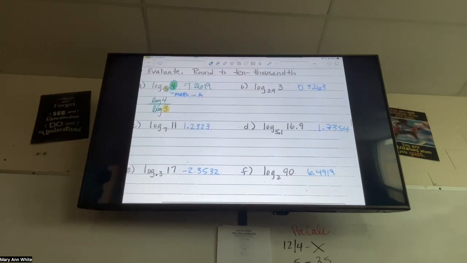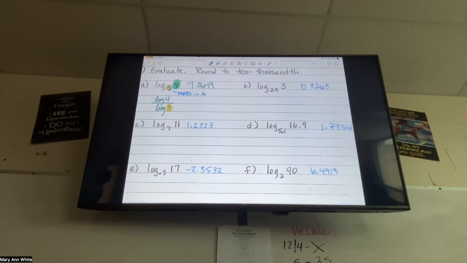Did anyone have any trouble getting any of these numbers? Nope, good, because there'll be questions like this on the test, easy, gimme, just plug it in your calculator and go. So I just want to make sure that you know how to do this.